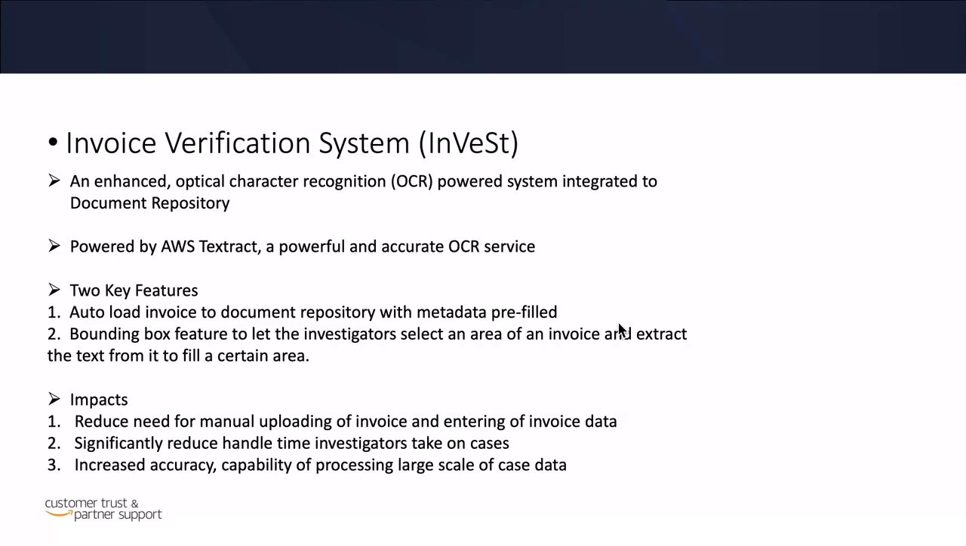The first one is the auto-loading of invoices on the document repository with some metadata already captured. And the second one is a bounding box feature to let investigators select a certain area of an invoice and then extract and fill the text contained in that area into the metadata fields.